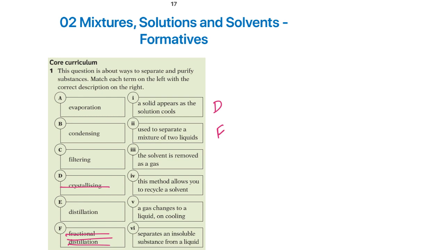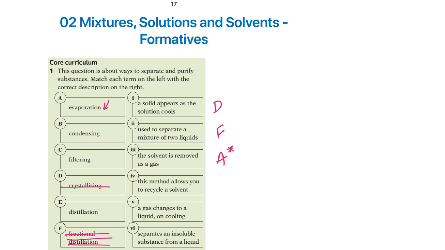The solvent is removed as a gas. I'm gonna say it's evaporation. Could be something else. I haven't properly solved the question yet. I'm just gonna put a star on. Could be something else. Who knows? This method allows you to recycle a solvent. Recycle a solvent. I don't know what that means.